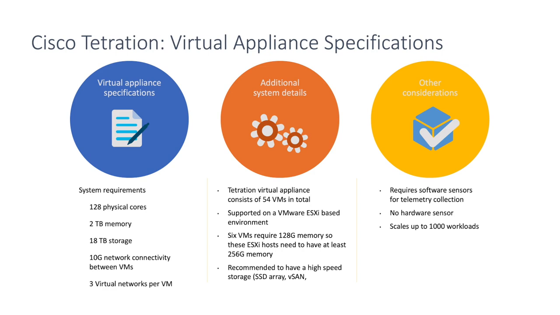So Tetration in total does consist of up to 54 VMs, and we are a software sensor for telemetry collection. So we do not support any of the hardware, so there's no 9Ks. Again, we scale up to 1,000 workloads for the virtual.